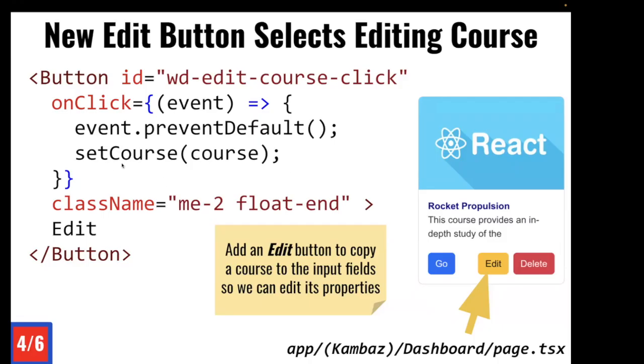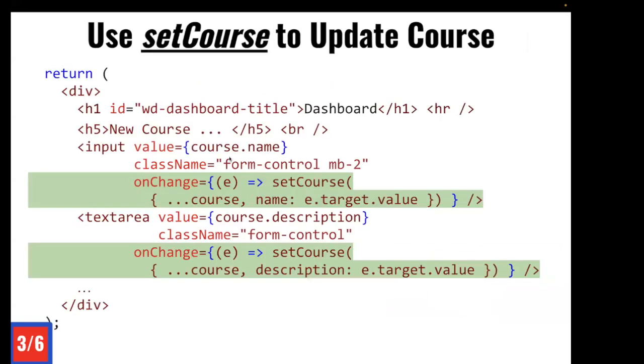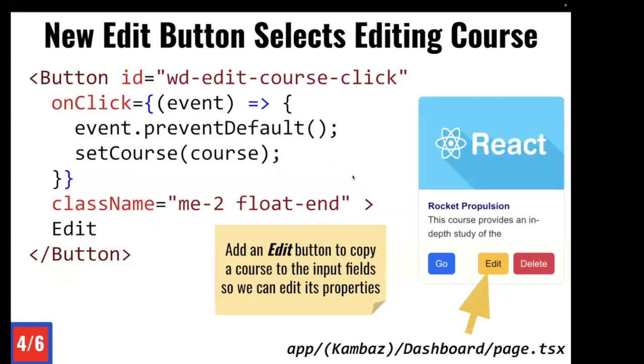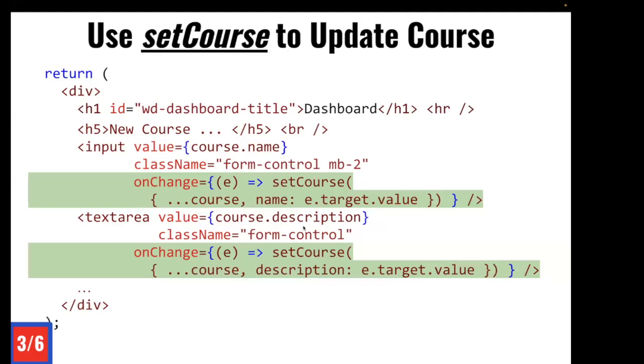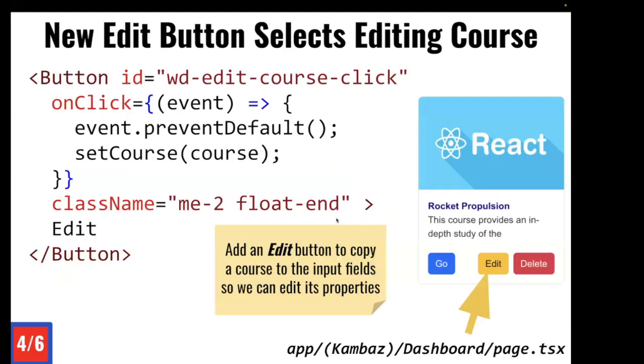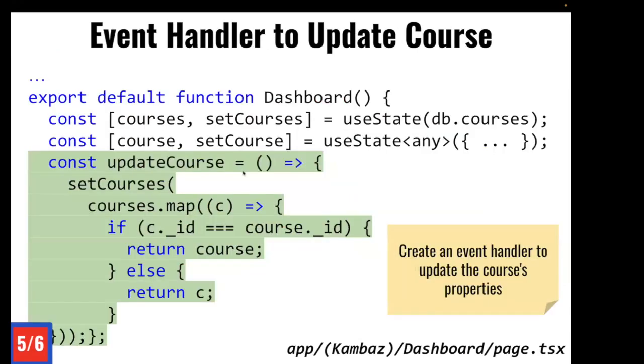And so when we use setCourse, what it's going to do is copy the value of the course onto the input field. So if we click it on the rocket propulsion, it'll copy the course right into these input fields in this text area. So it'll put the name of the rocket propulsion, and then the description for the rocket propulsion course. So that this only updates it and copies it into this input field, so that you can now edit the values. And then we'll add a new button, so that if you click on the button, it's going to be able to save those changes and update the course.